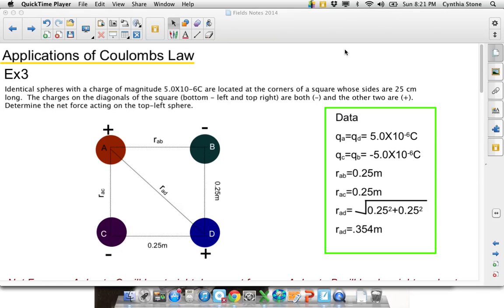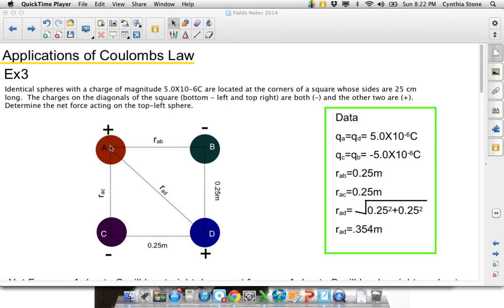More examples. Both are longer. This one isn't that different than the last example. However, we're looking at 4 identical little spheres, whatever they may be, and they all have the same magnitude of charge, 5 microcoulombs, but it says that the charge on the diagonals of the square, bottom left and top right, are negative, and the other 2 are positive.